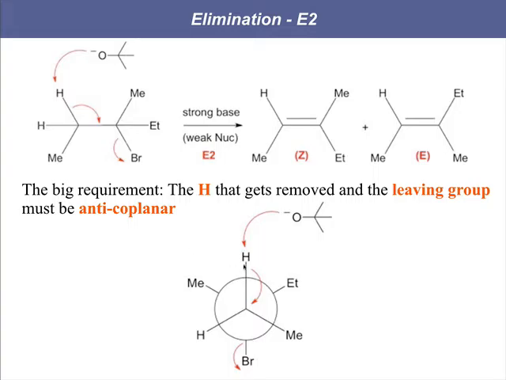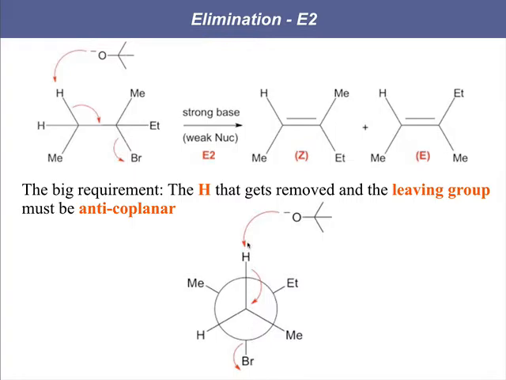In the Newman projection, it looks like this. Here's our front carbon. That you see is the carbon with the two hydrogens and the methyl. That's this carbon right here. Here's our back carbon, with methyl, ethyl, and bromide. And what we see here is that the hydrogen that gets removed by the base is anti at 180 degrees from the leaving group, and they are in the same plane.